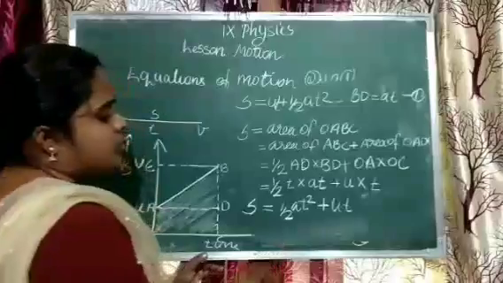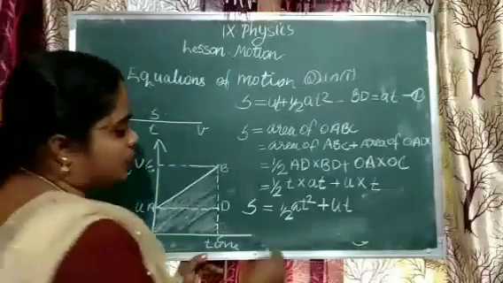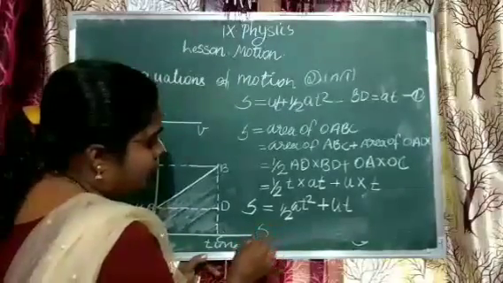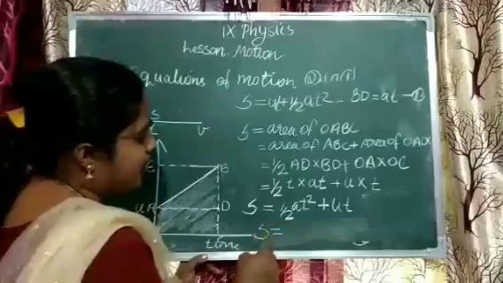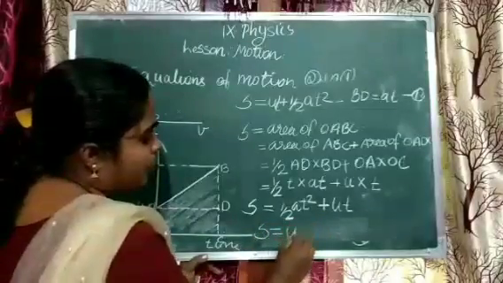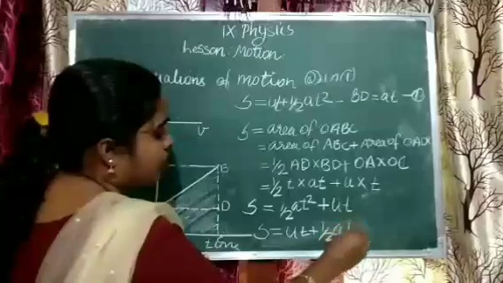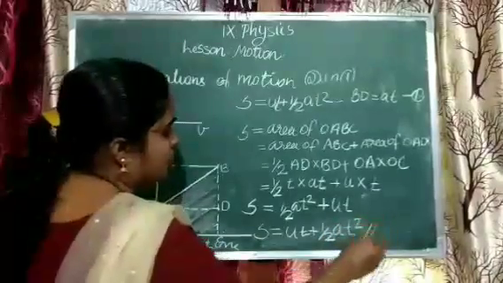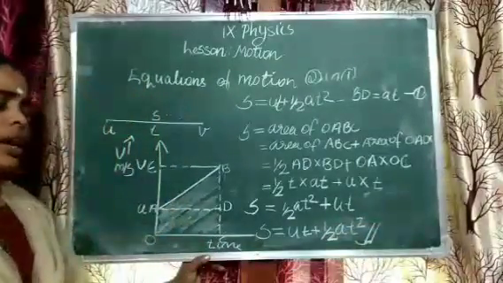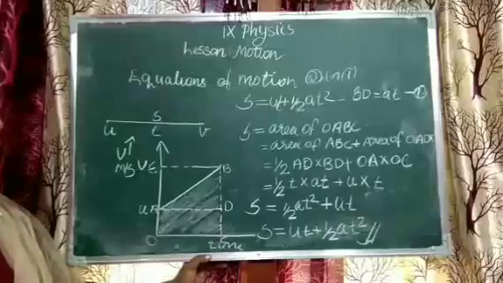So S is equal to UT plus half A T square. Now we have derived the second relation also.